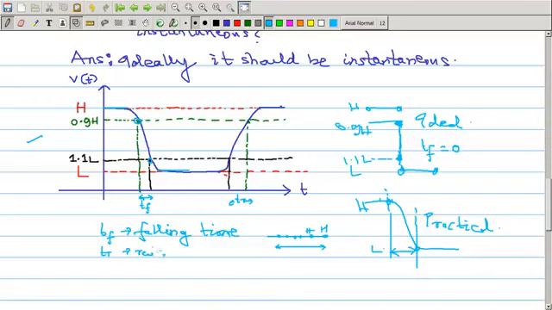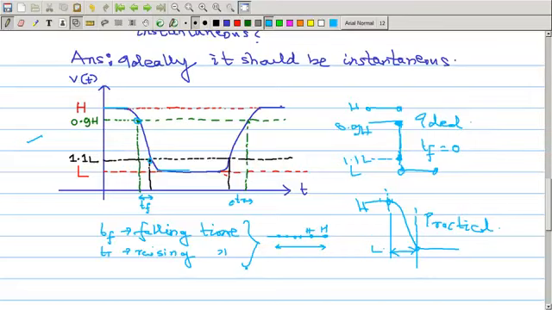And in most circuits, the falling time and the raising time are equal, unless there is some different circuit arrangement. If the circuit is not too complicated, then the falling time and the raising time may be same or different. That is a different discussion, of which circuit has falling time and raising time the same, and in which circuit they are different. Those will be dealt with in some other classes.